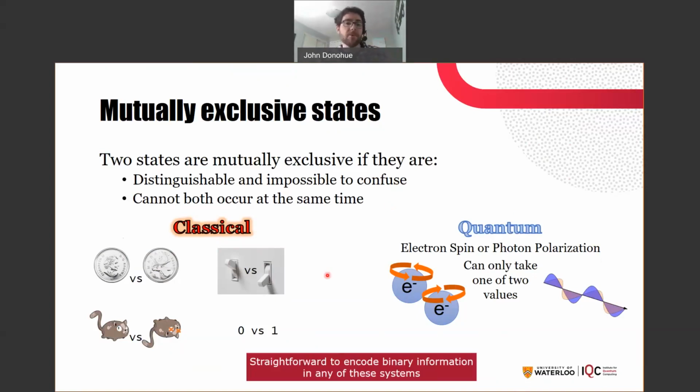It is straightforward to encode binary information in any of these systems. I can build a computer basically that encodes zeros and ones in: is the coin heads or tails? Is the light switch up or down? Is the photon horizontal or vertical polarization? Think about it this way. I can send you a string of zeros and ones by sending you light pulses, and the zero is encoded as the light pulse being horizontal, the one is encoded as the light pulse being vertical. So I can easily encode binary information into the polarization of light or any of these other systems. It is probably inhumane to encode binary information into whether a cat is alive or dead, but theoretically speaking, you can do it.